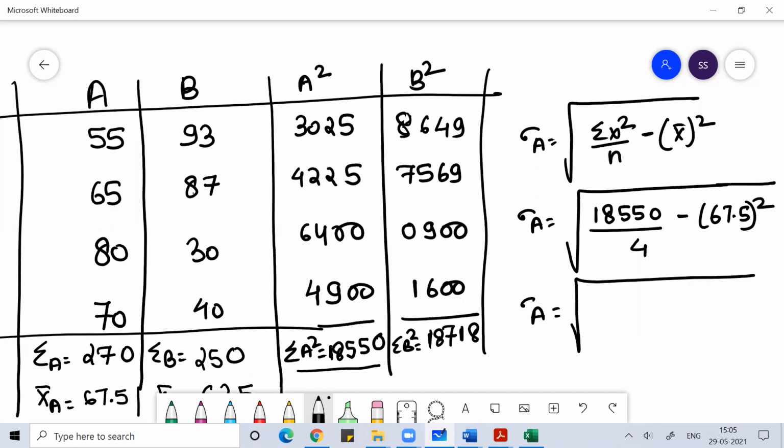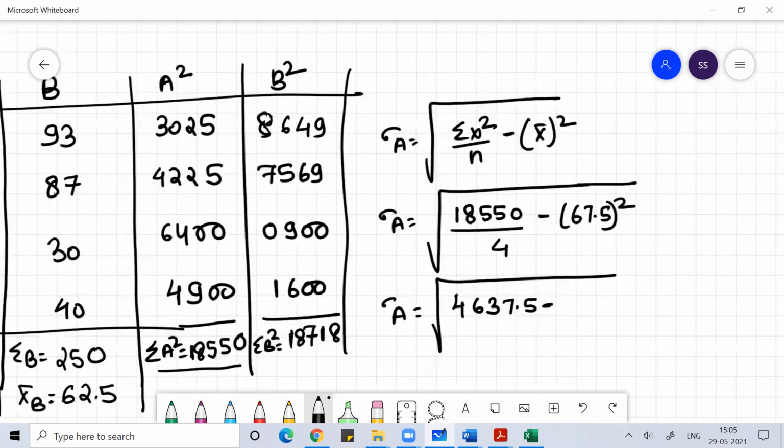If you divide it by 4, 4 4s are 16. Then 2 carry, 25, 6 4s are 24, 15, 3 4s are 12. Then minus 67.5.